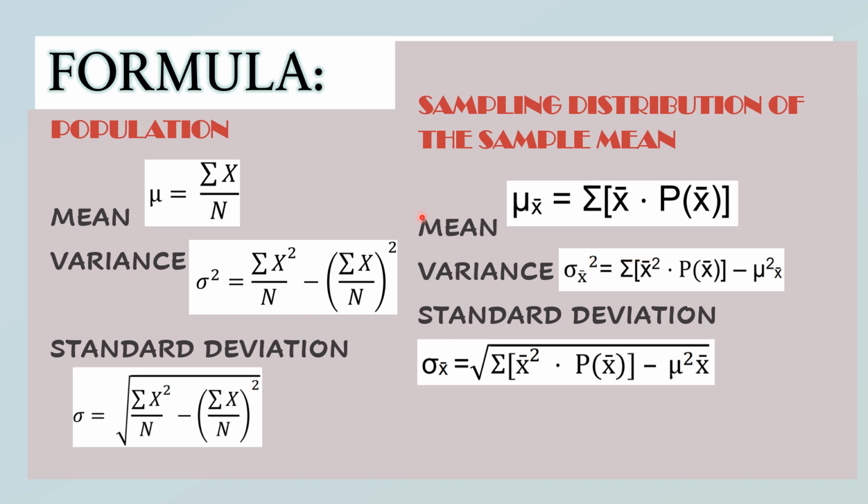So kung mapapansin nyo, dito meron tayong capital letter X. Dito naman meron tayong X bar, no? X bar rather. Kasi dito sa sampling distribution of the sample mean, it involves mean. So for our population naman, it involves X lang, no? Or the raw scores.